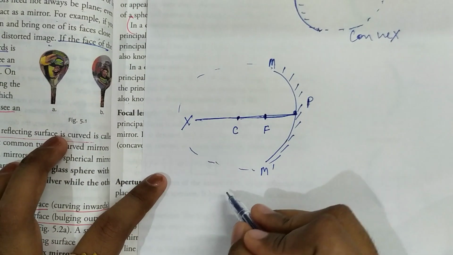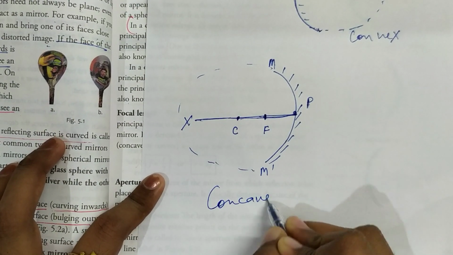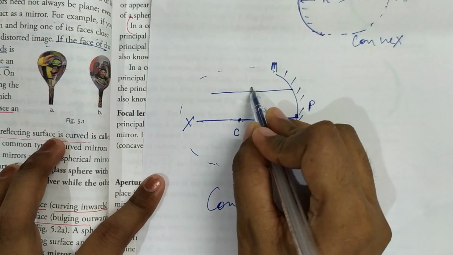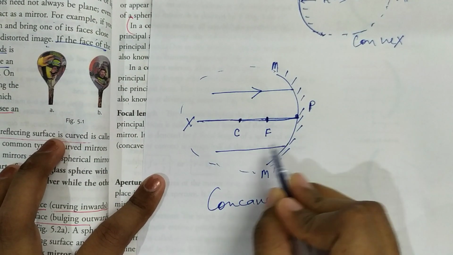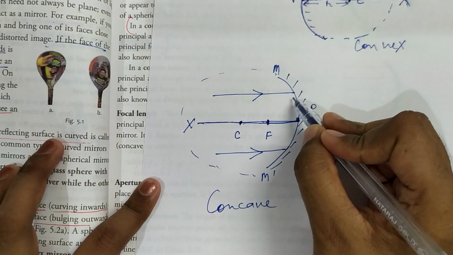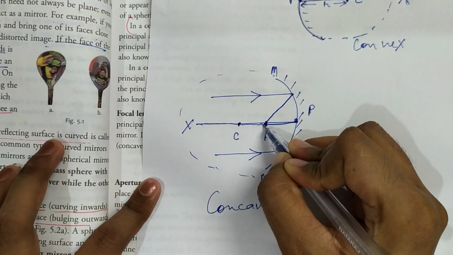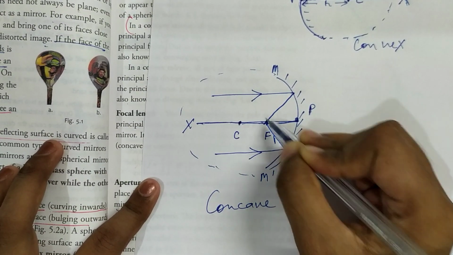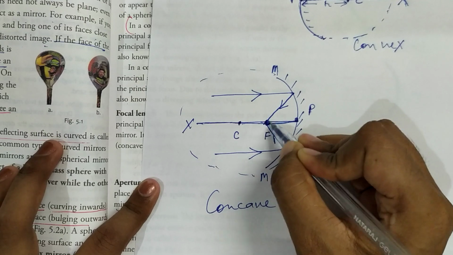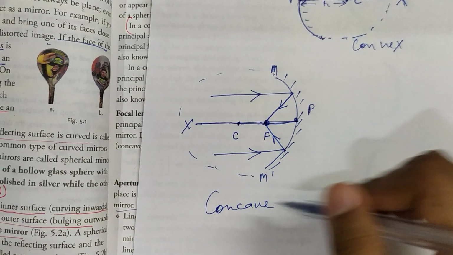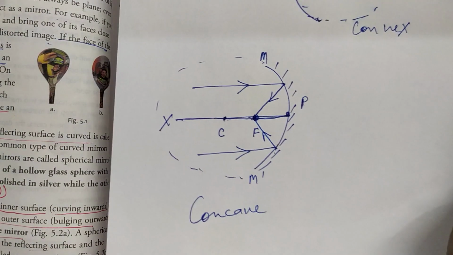And in the case of a concave mirror, what happens? If the rays are coming parallel to the principal axis, you can see the rays are coming parallel to the principal axis. After reflection, they will converge at which point? After reflection, they will converge at a single point which is known as your principal focus or focal point. Now this was the case of the concave mirror.